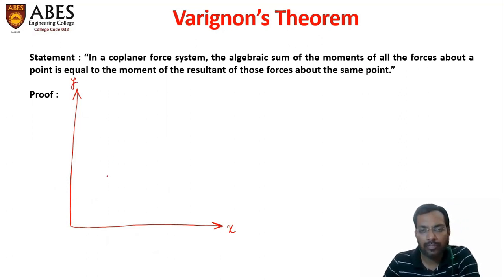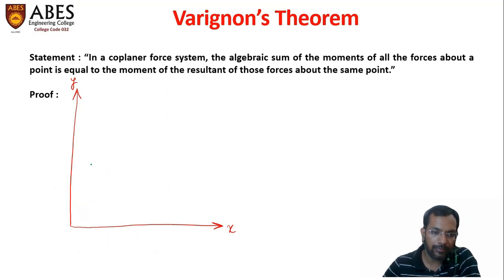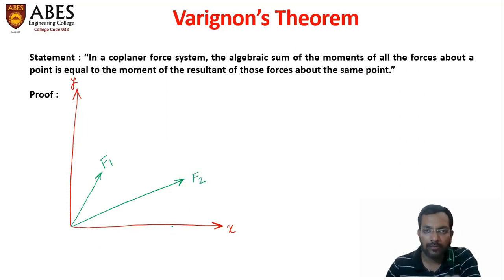Let us suppose the forces are F1 and F2. For simplicity, we are taking only two forces. This is the first force, F1, and this is the second force, F2. First of all, we will find the resultant of these two forces.